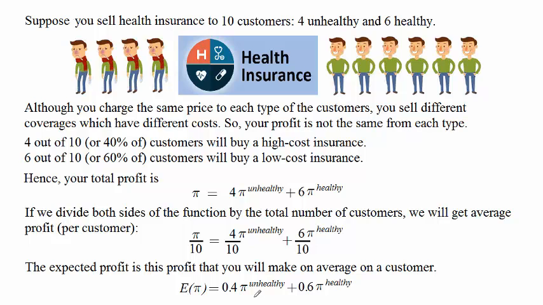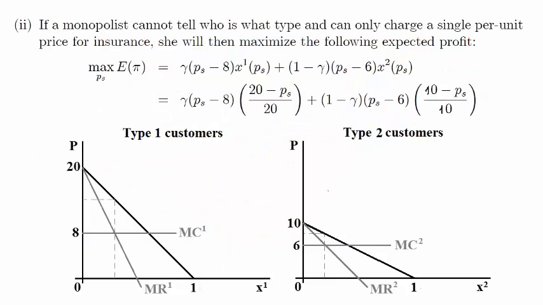Now let's go back to the solution and see what we can do with this expected profit. So this is our expected profit, as we have just discussed. If you look at this expected profit, we want to maximize it with respect to one single per unit price, PS, right here.